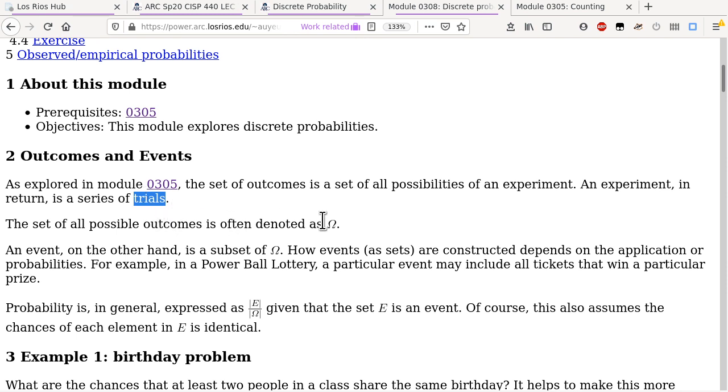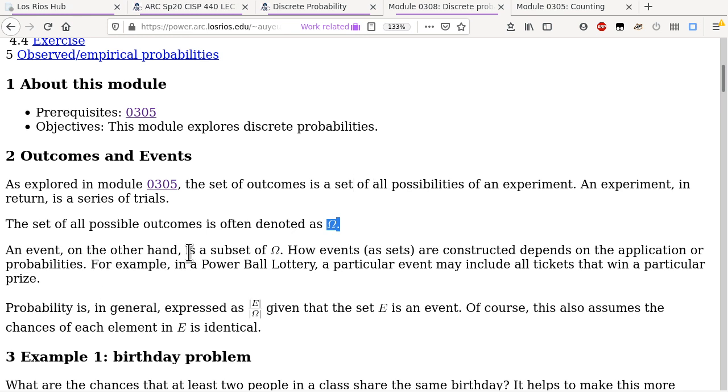In terms of all the possible outcomes, generally speaking, we call it an omega, even though in the previous module we used uppercase U to represent the combination outcomes, and we only used omega to refer to the permutation outcomes. But within this new module, module 0308, we're going to use uppercase omega to represent all the possible outcomes. Sometimes it is a set of combinations, and other times it is a set of permutations.